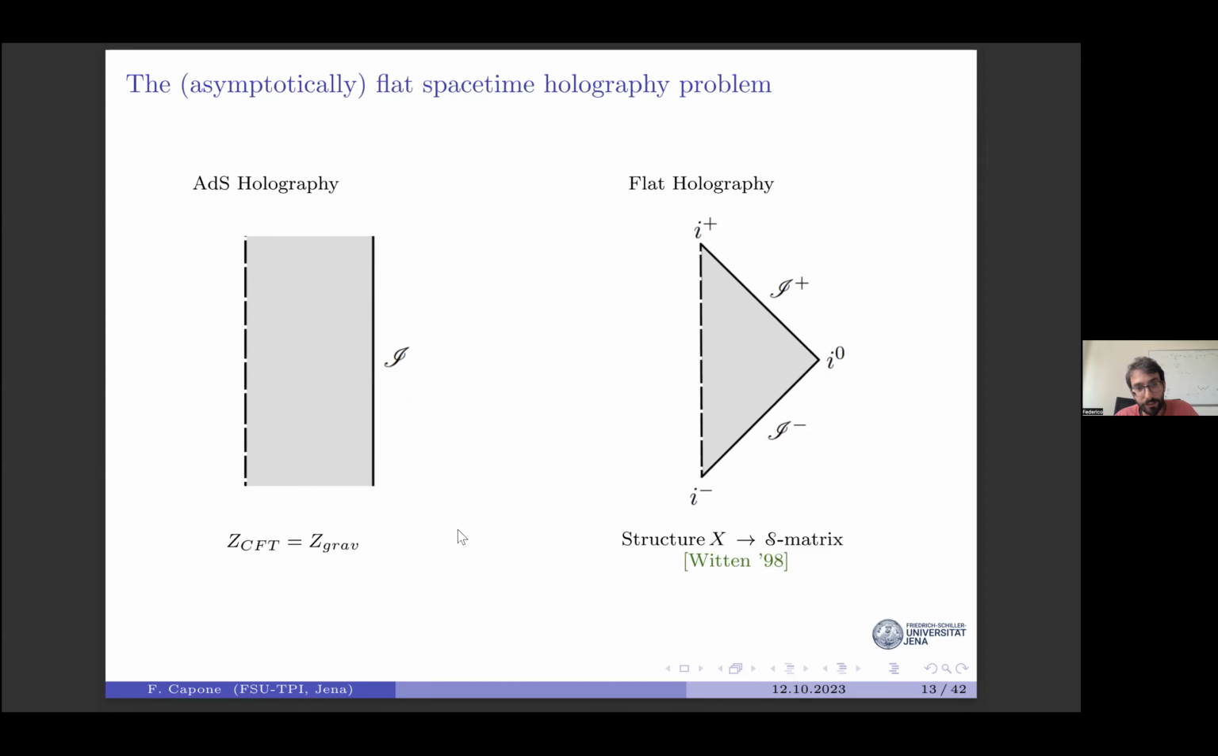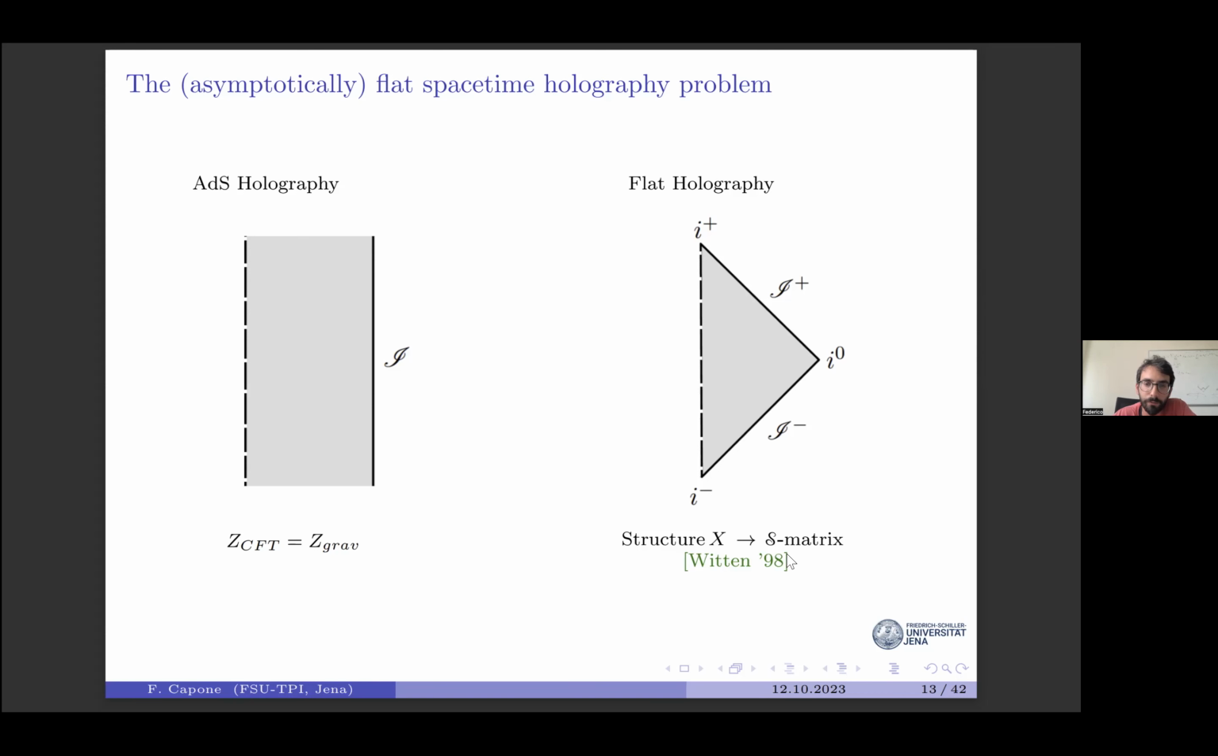Following an idea already put forward by Ed Witten in 1998, we can think about the dual of gravitational physics in flat space as being associated with the null boundaries, scri minus and scri plus, the past and future null infinity in the Penrose diagram, something that he called at the time structure X. The task of holography is to reconstruct the entire gravitational information encoded in the S matrix in the bulk. And when I say S matrix, I also mean the complete formation and evaporation of black holes. So this is the ultimate goal of this approach to holography.